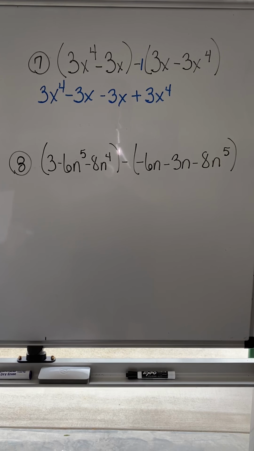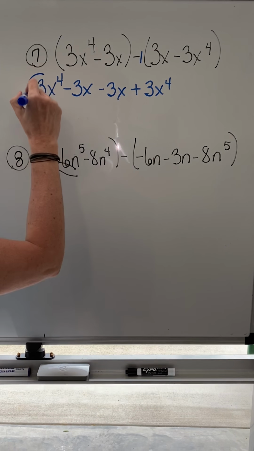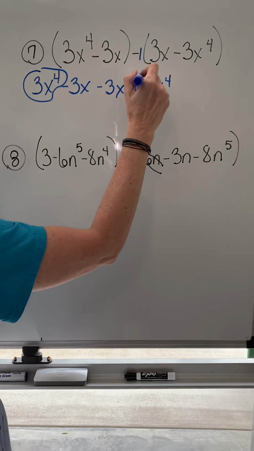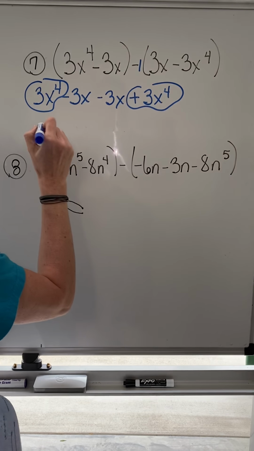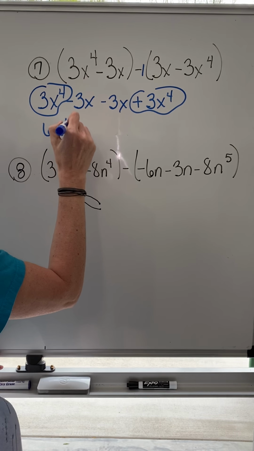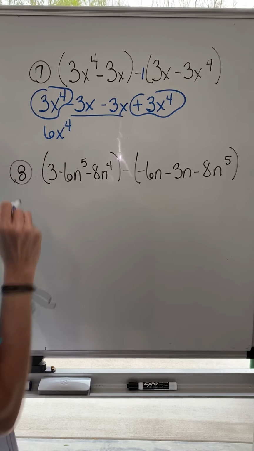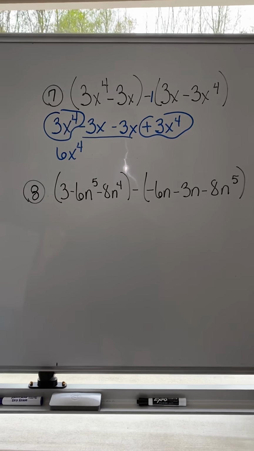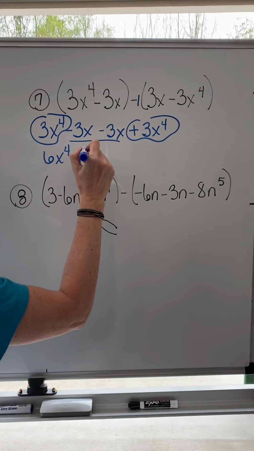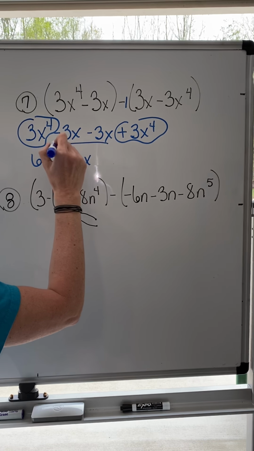So when you combine your 3x to the fourth here and your 3x to the fourth here, you end up with 6x to the fourth. And then when you combine a minus 3x, subtract 3 more x, that turns into a negative 6x.